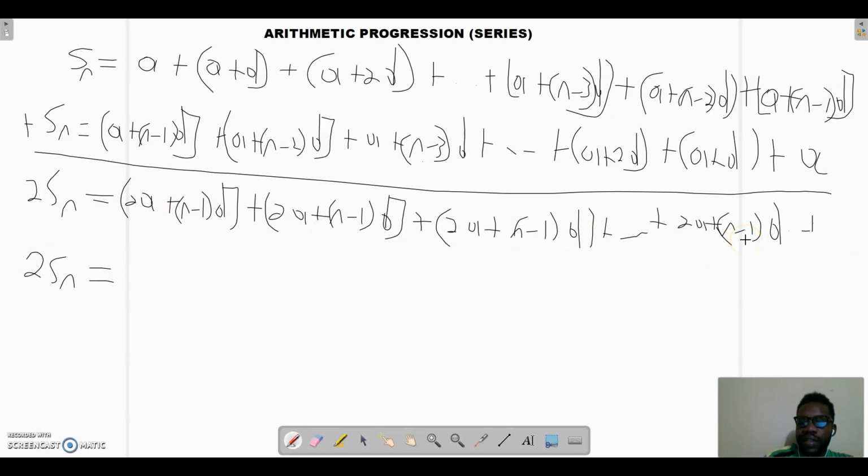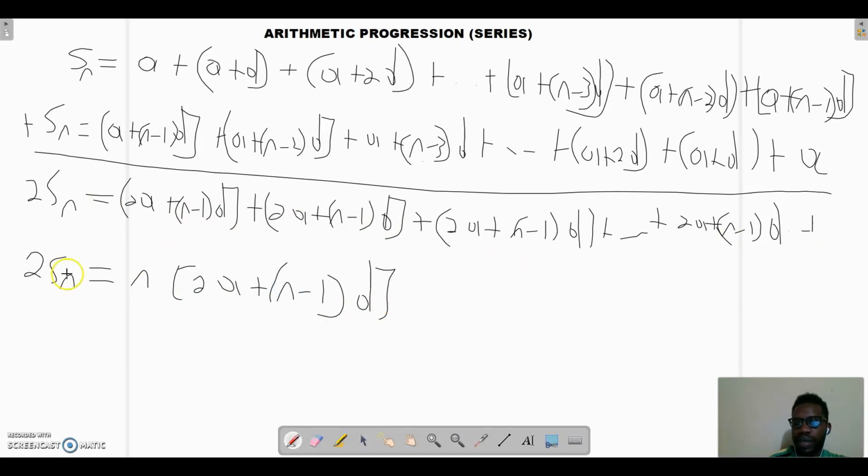So instead of writing this so many times, if you have 6 sixes, you wouldn't write out that as 6 plus 6 plus 6. You'd write that as 6 times 6. Or if you have 4 of them, you'd write that as 4 times 6. I have n of these sums. So I'm going to have n, open bracket, 2a plus n minus 1 times d, close bracket.